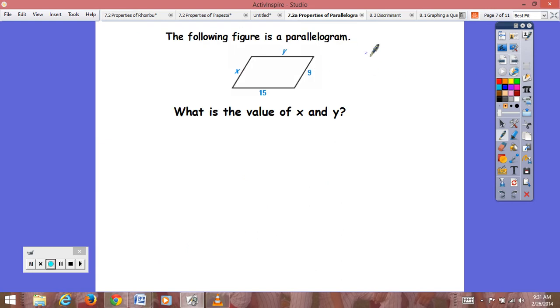So, an example: the following figure is a parallelogram. We want to find the value of x and y. So our first property says that opposite sides are congruent. So we can say that x is equal to 9, and then y equals 15.